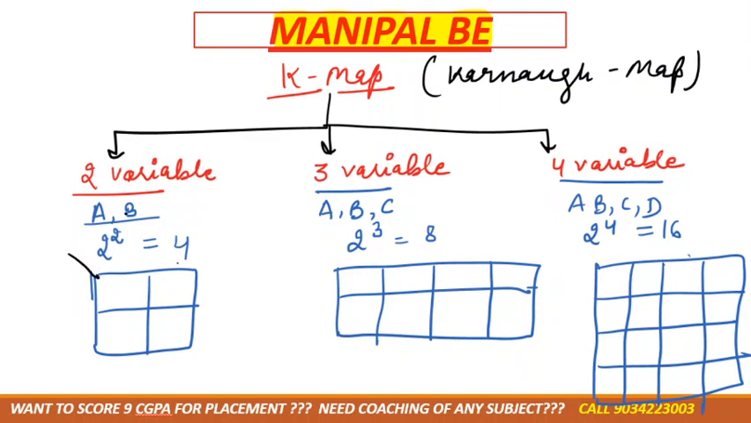Now in this we'll have 2 variables. We can mark them here as A and B. In this we'll have 3 variables, so we can mark A here and BC here, because we always move in sequence. We'll have 4 variables here, so we can mark AB here and CD here, right?